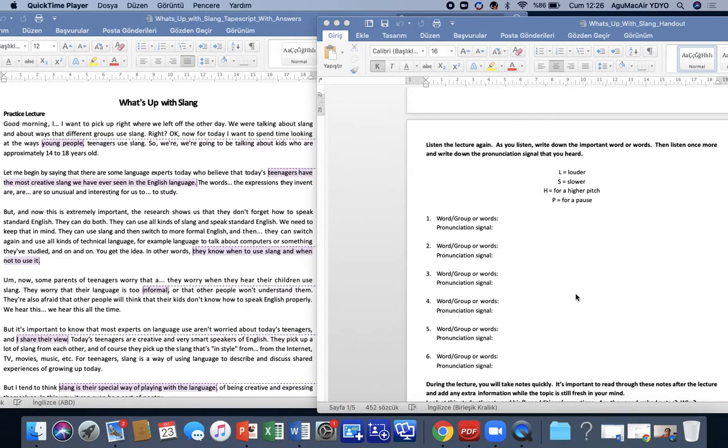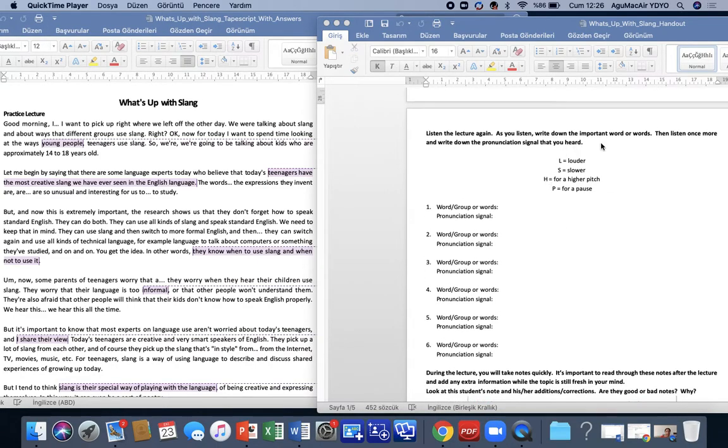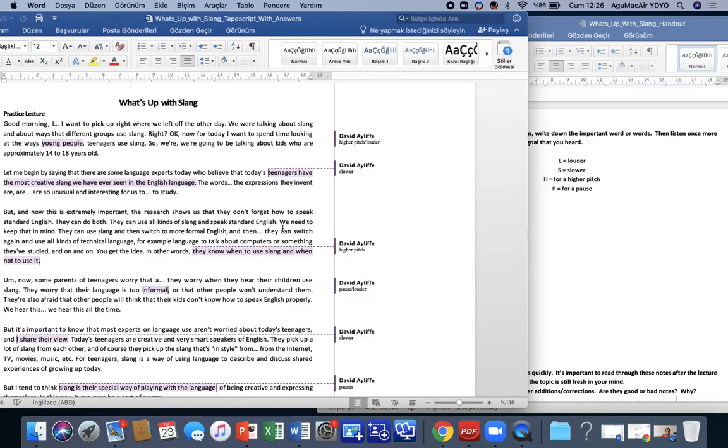And this one, write down the important word or words and write down the pronunciation signal that you heard. You needed to write these letters next to the pronunciation signal parts. Yes, let's look at it. The first one is young people, right? And the signal is higher pitch or louder. The next one is this: teenagers have the most creative slang we have ever seen in the English language. And the lecturer tells this in a slower way, so this is slower.